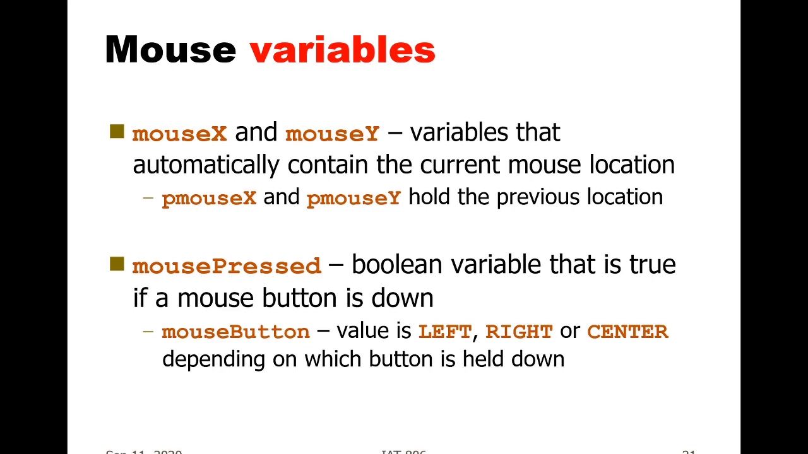Another variable that you might be interested in is mousePressed, a Boolean variable that is true if a mouse button is pressed down. That is to say, if you press any mouse button, mousePressed is true if, at the start of the draw call, the user had the mouse button pressed. You can query which button was pressed by accessing the mouseButton variable, an int, which returns the value LEFT, RIGHT, or CENTER, depending on which button is held down at the time that draw was called.